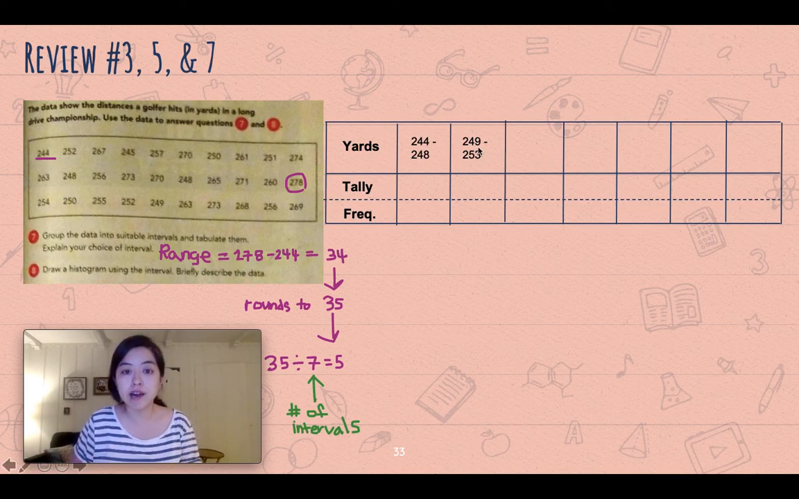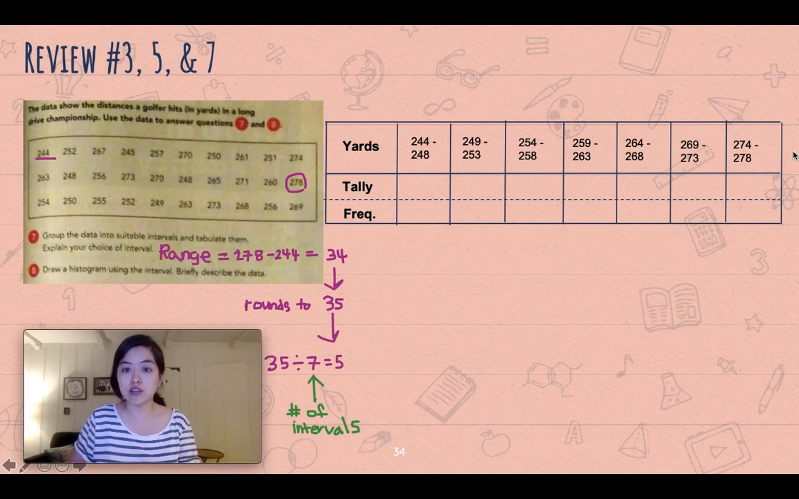Now you're going to see a pattern where you want 5 pieces of data, but all you do is add 4. You're going to add 4. So 244 plus 4 is 248. 249 plus 4 is 253. And that's what you're going to do here for the rest of the pieces of data until you get to the last part here.